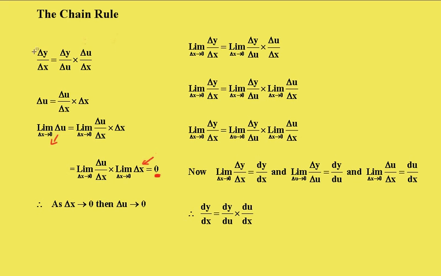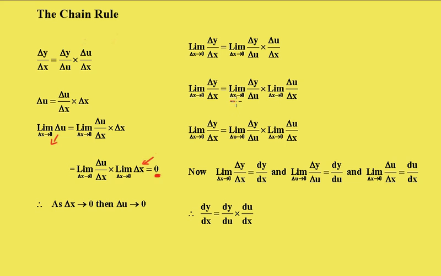Alright, now taking this part here, we'll take the limit of both sides. So the limit as delta x goes towards 0 of the change in y over the change in x equals the limit as delta x goes to 0 of the change in y over the change in u multiplied by the change in u over the change in x. And again, we'll split these limits up. Okay, and we can see here what I've done, you see this little part in here, I'll just emphasize that.